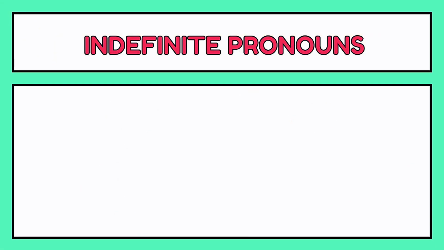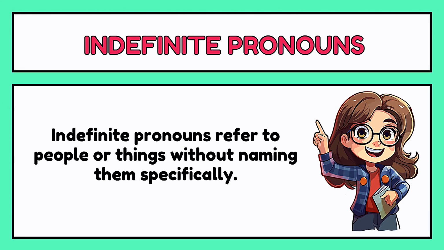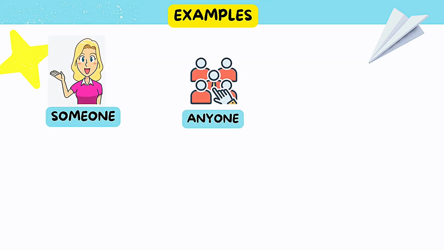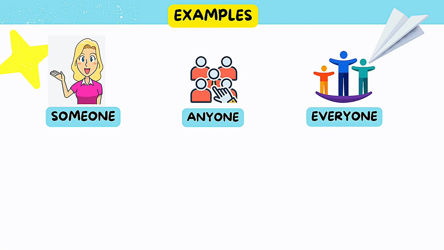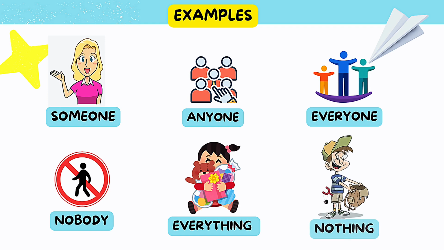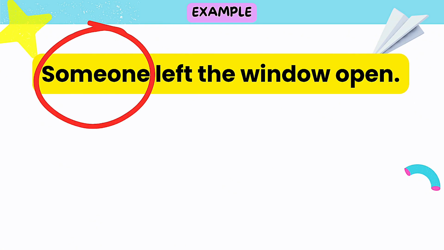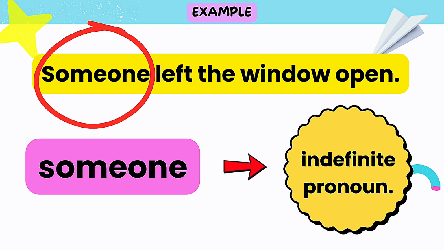6. Indefinite pronouns. Indefinite pronouns refer to people or things without naming them specifically. Examples: someone, anyone, everyone, nobody, everything, nothing. Look at this sentence. Someone left the window open. In this sentence, the person is not named. So someone is an indefinite pronoun.